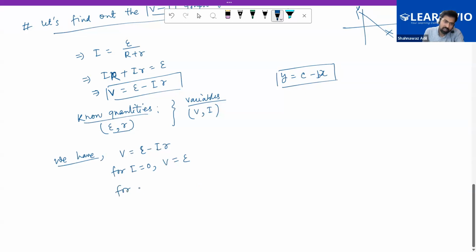And for V equal to 0, what is I? Can you tell me? What is I for V equal to 0? Put this thing in, put V equal to 0, find out I in this equation. What are you getting, please tell me.